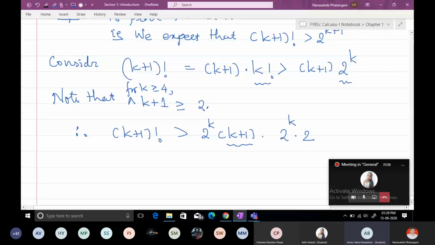2 raised to k into k plus 1 is bigger. Very good, because k plus 1 is bigger than 2, because our k is greater than or equal to 4. But then what is this? Sir, 2 raised to k. Yes, k plus 1 is greater than 2, na? Not equal to 2. But so it is greater than, but there is no harm in saying greater or equal.